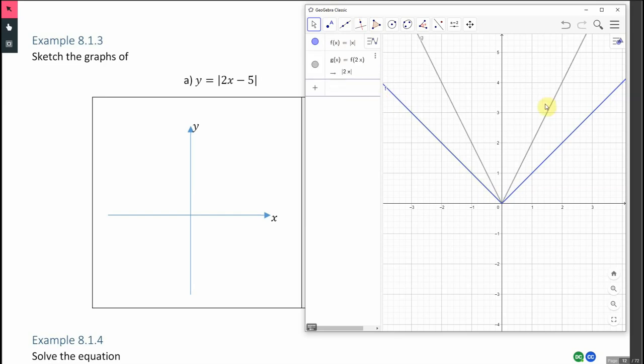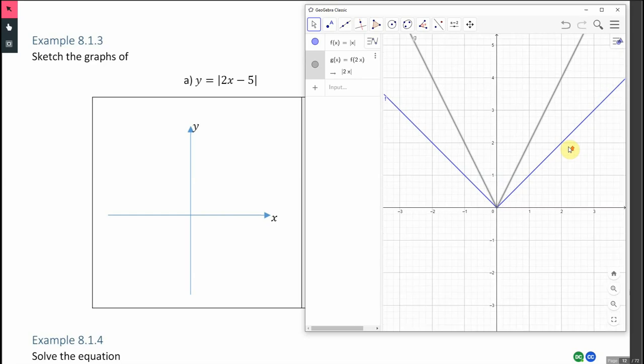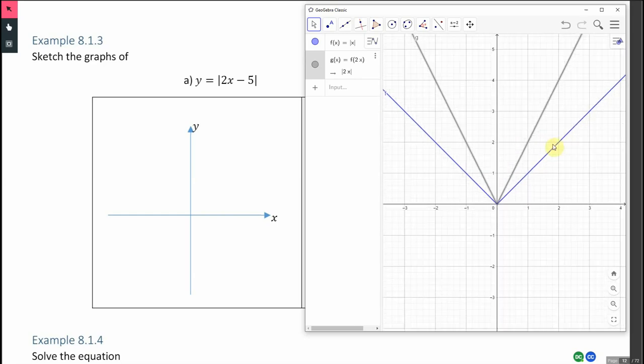You can see on the screen the modulus of 2x is this grey graph, which is steeper than the blue graph. So it has been compressed towards the y-axis by a factor of 2. Another way of describing that is to say it has been stretched in the x direction, but with a scale factor of a half. A stretch of scale factor a half looks the same as a squash of scale factor 2, but this is happening in the x direction. So the points are moving towards the y-axis in this case.